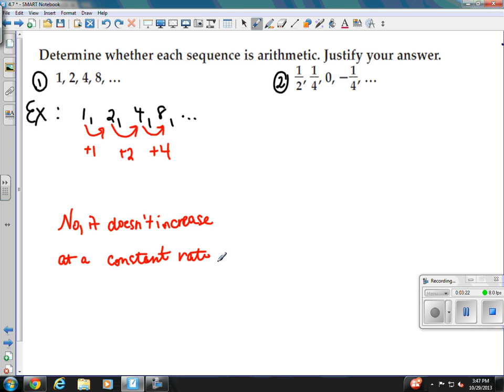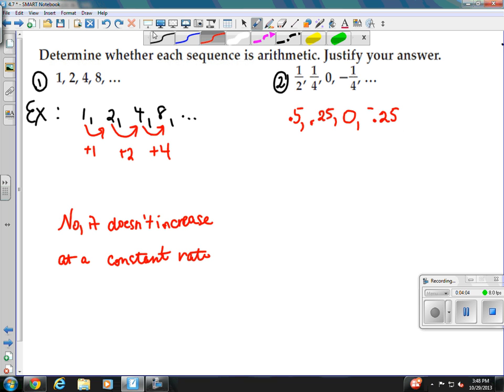All right, then we move on to our second example. It gives us 1/2, 1/4, 0, and a negative 1/4. Sometimes when I do the fraction ones, I find it easier to find patterns when I get it in decimal form. So let's turn all these into decimals. 1 divided by 2 is 0.5. 1 divided by 4 is 0.25. 0 is already a whole number, so I can't change it. And our last one's a negative 1/4, so a negative 0.25.